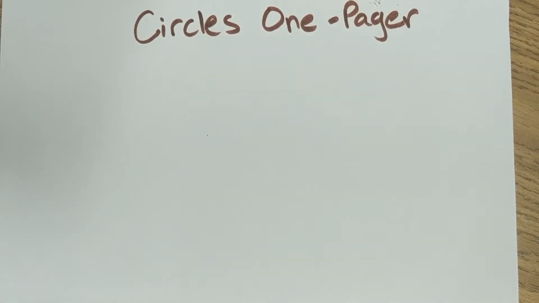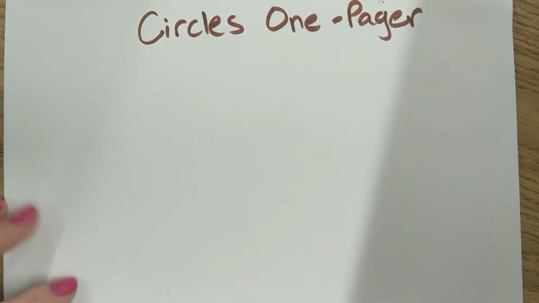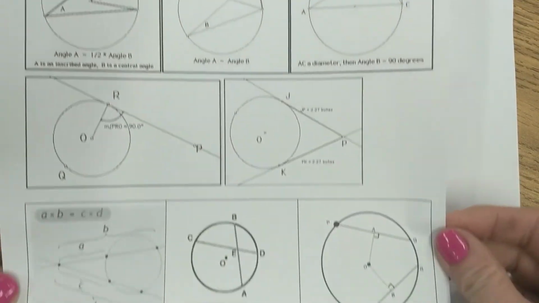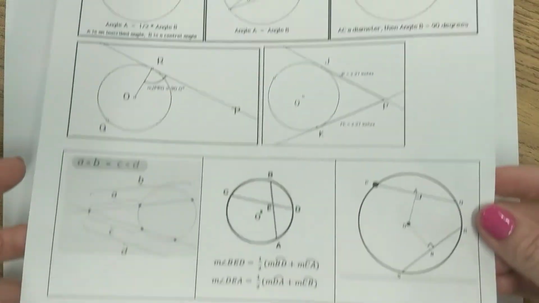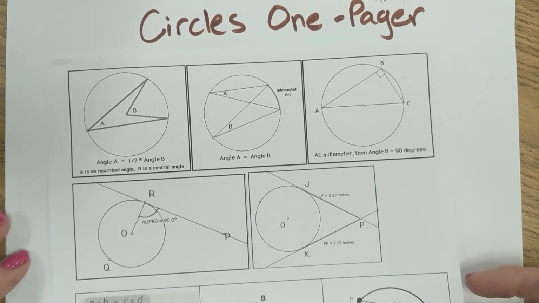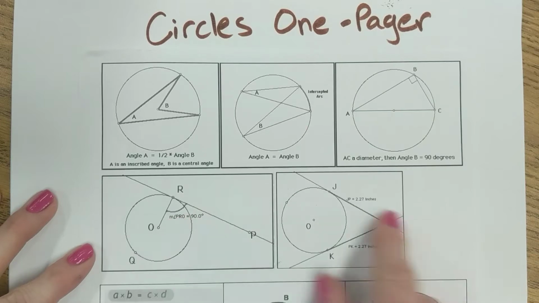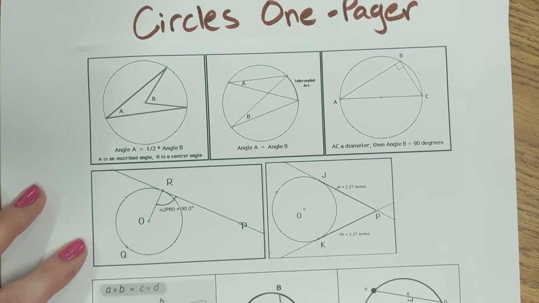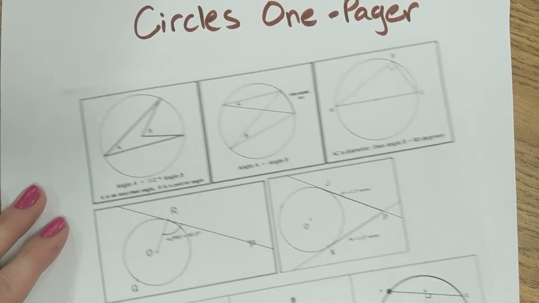All right, guys, these are notes that go with the Circles one-pager. I'm going to link this to your video here. You can print this out or you can take screenshots and stick it in your own Jamboard if you want. We're going to go through all of the rules we've learned for the Circles unit and just review all those different rules.